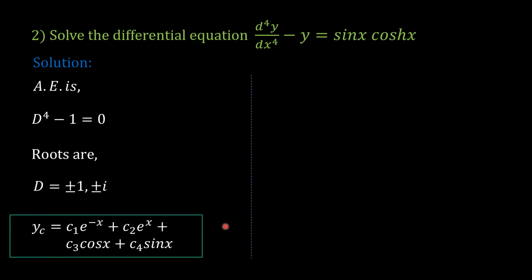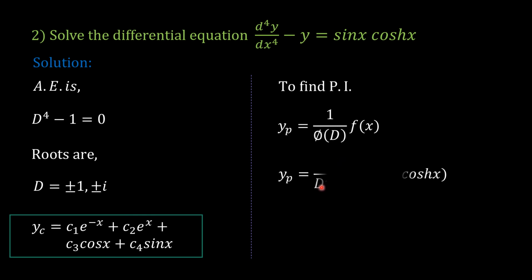Now we will go for finding the particular integral. General formula is 1 upon phi of D of f of x. Replace phi of D by D raised to 4 minus 1 and f of x by sin x into cos h of x. Now we haven't seen any method in which we have considered the product of trigonometric and hyperbolic function. But we know the formula for hyperbolic function in terms of exponential function.